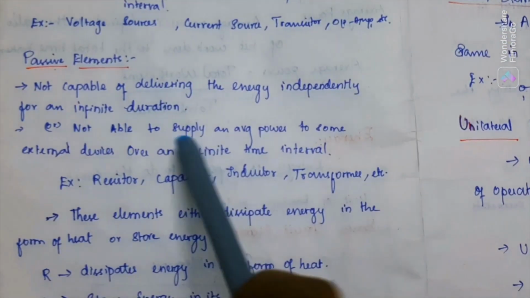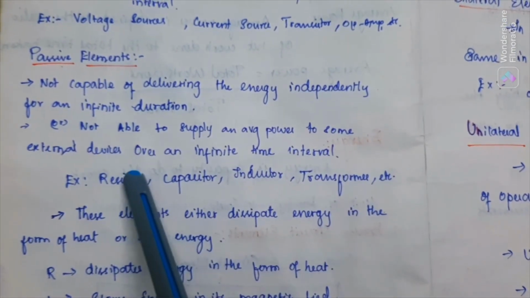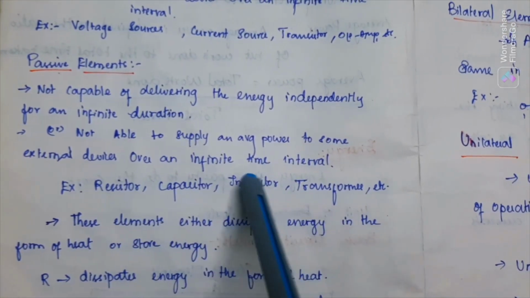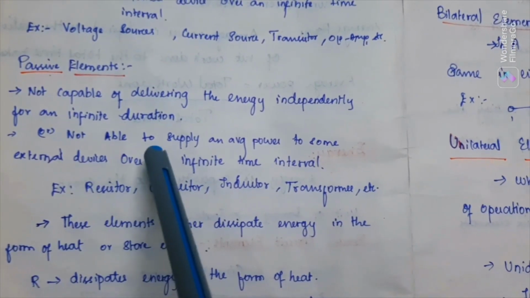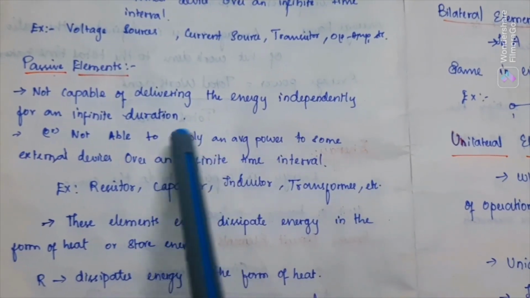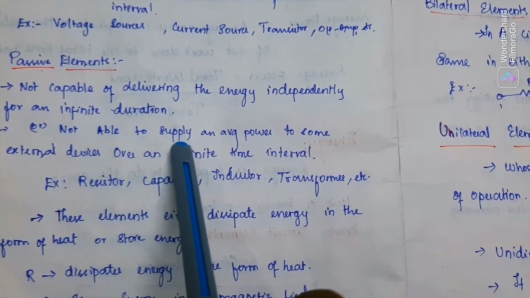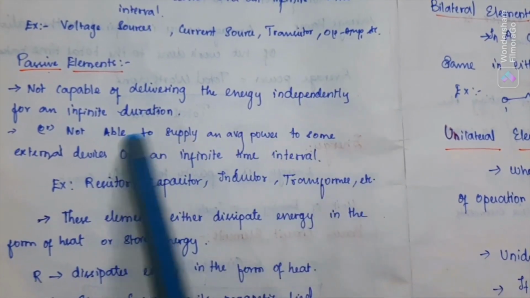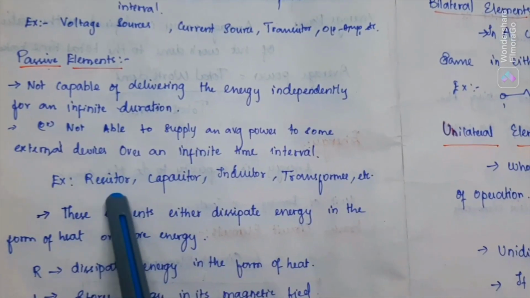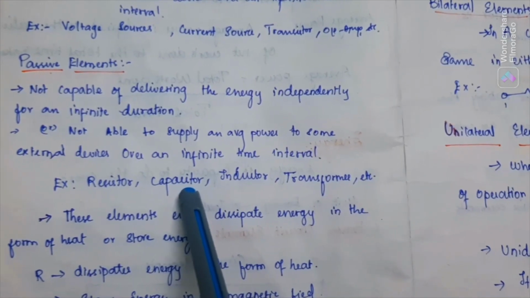Next one is passive elements. The examples of passive elements are resistance, capacitor, inductor and transformer. These are devices which cannot deliver energy independently for an infinite duration. Or we can say they cannot supply an average power to external devices over an infinite time interval. These passive elements are not able to deliver energy independently by their own.